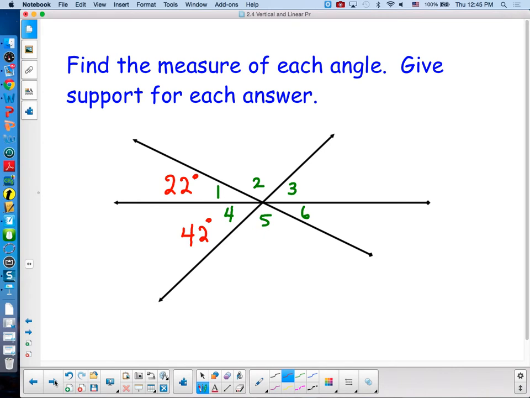Here's one that has a little bit more to it. Find the measure of each angle, give support for each answer.